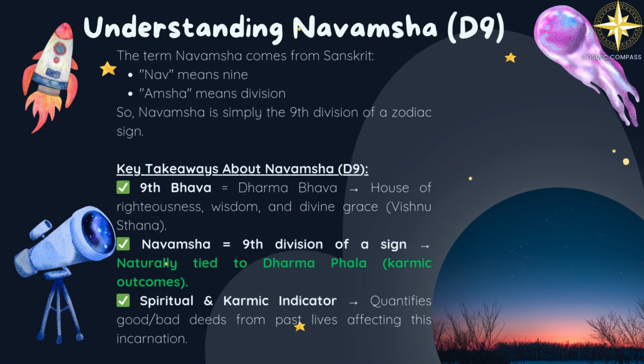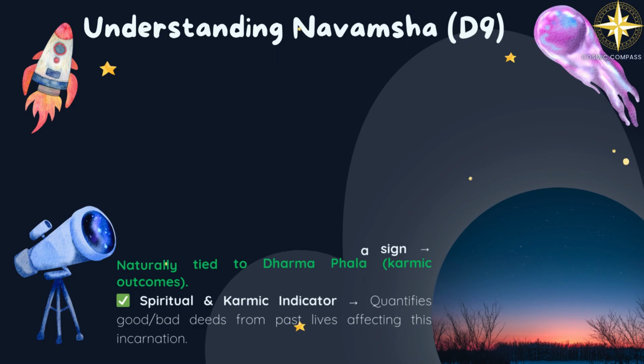Key takeaways about Navamsha, D9, 9th Bhava, which is Dharma Bhava, house of righteousness, wisdom, and divine grace, Vishnu Sthana. Navamsha equals 9th division of a sign, naturally tied to Dharma Phala, karmic outcomes. Spiritual and karmic indicator. Quantifies good-bad deeds from past lives affecting this incarnation.